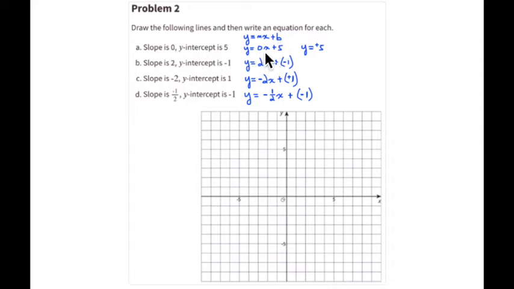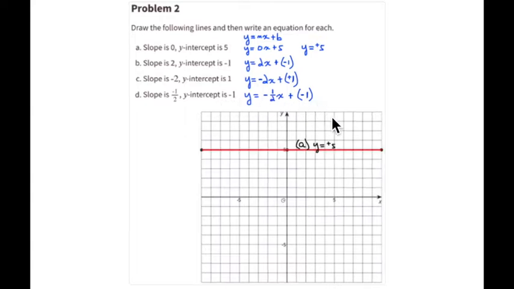So if the slope is 0, replace m with 0, the y-intercept is 5, replace b with 5. Well, 0 times any number is 0. So this is going to go away, and you're going to be left with y equals positive 5. And we're going to graph that equation in a moment. The second one, the slope is 2, so replace m with 2, and the y-intercept is negative 1. Third one, the slope is negative 2, the y-intercept is positive 1. And the last one, the slope is negative 1 over 2, and that's the same as negative 1/2, so you can write it this way if you want. And the y-intercept is negative 1.